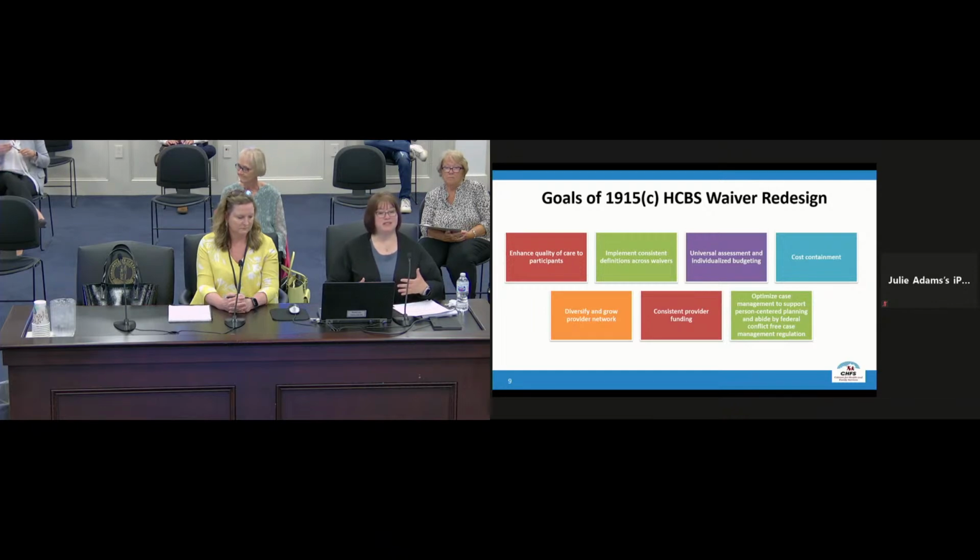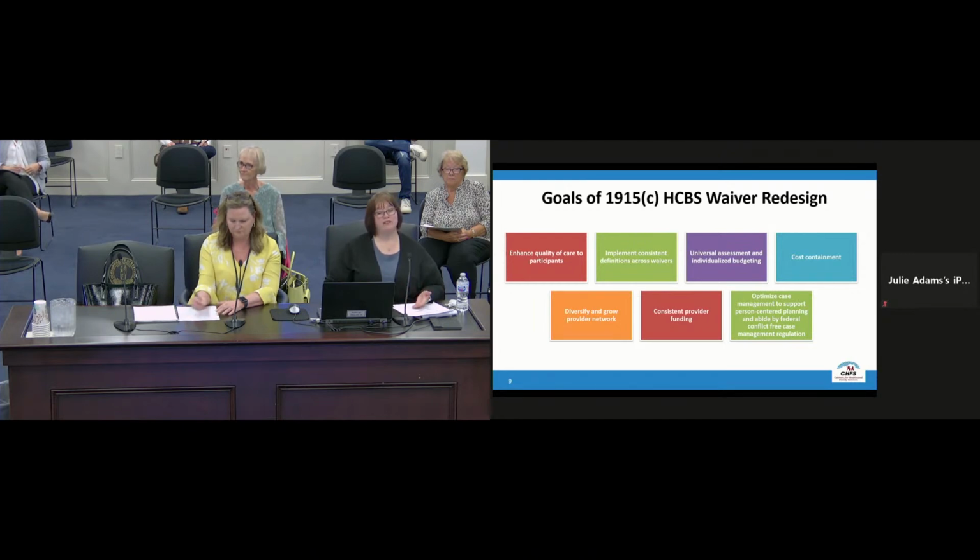Ultimately, to be successful at all, we have to diversify and grow our provider network. We are in a crisis right now with workforce. It was here before the pandemic. The pandemic has definitely put more of a spotlight on it. We can add slots, we can add services, but if you don't have providers to provide those services, you're still not going to get anywhere and we'll be in the same spot.